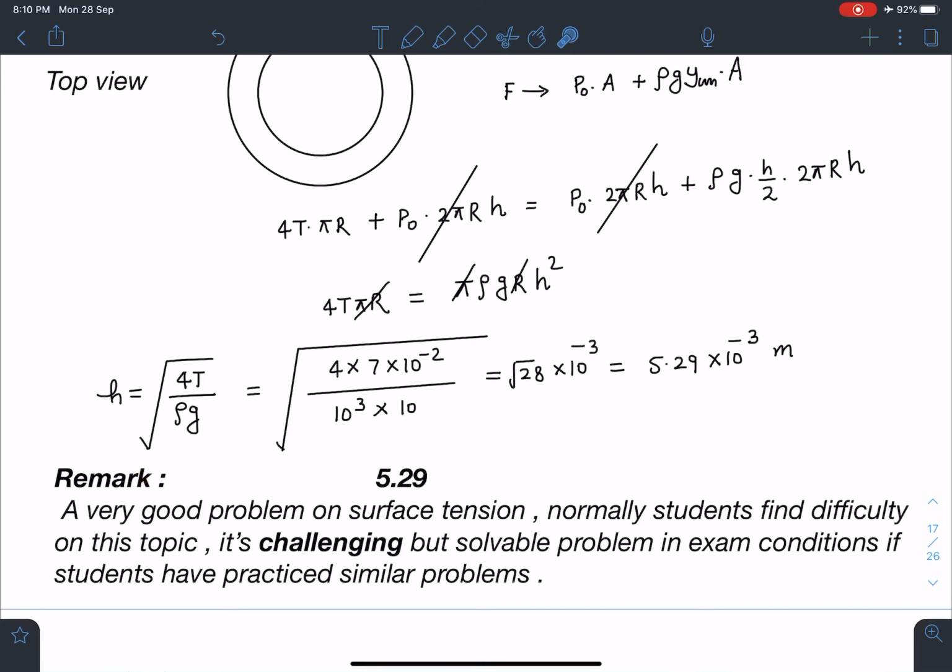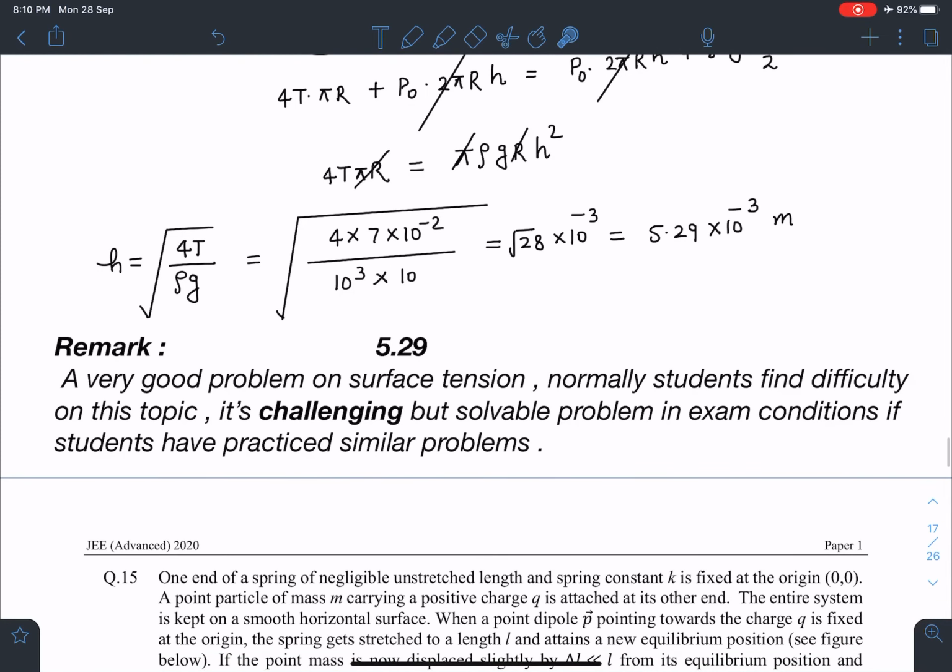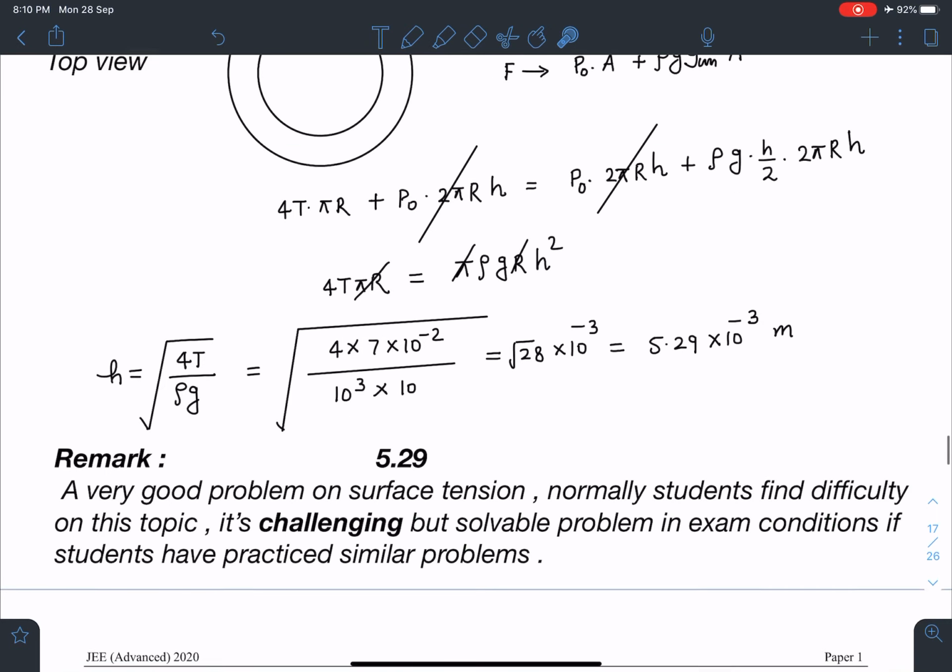When I substitute the values, I get 5.29 into 10 to the power minus 3 meters. They are asking in millimeters, so the answer is 5.29. A very good problem on surface tension. Normally students find this topic difficult and it's challenging, but still I feel it's a solvable problem for everyone who was prepared well for such types of questions. It's a tough, challenging problem, but solvable.